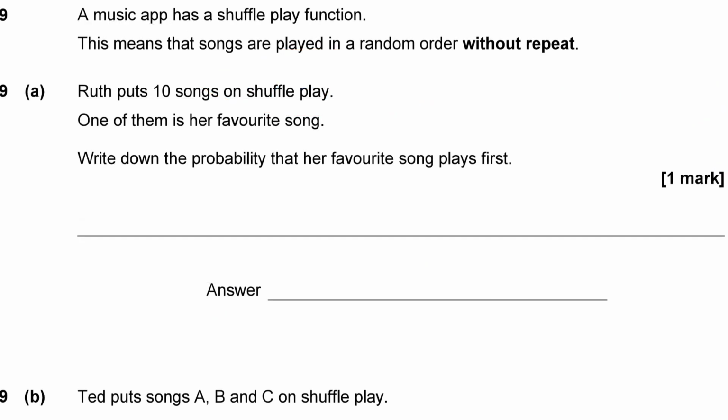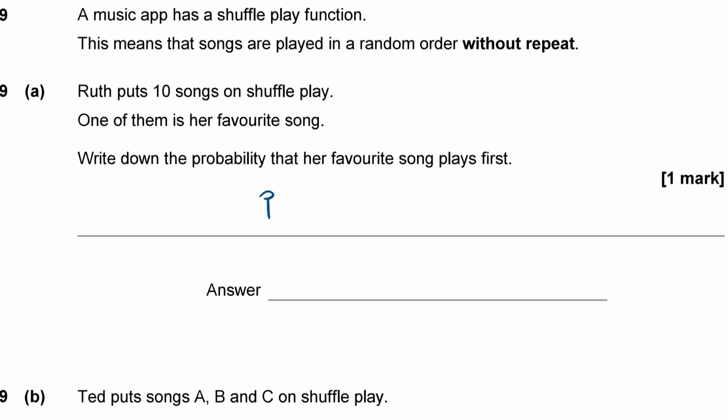Question 9. A music app has a shuffle play function. This means that songs are played in a random order without repeat. Ruth plays 10 songs on shuffle play. One of them is her favourite song. Write down the probability that her favourite song plays first.